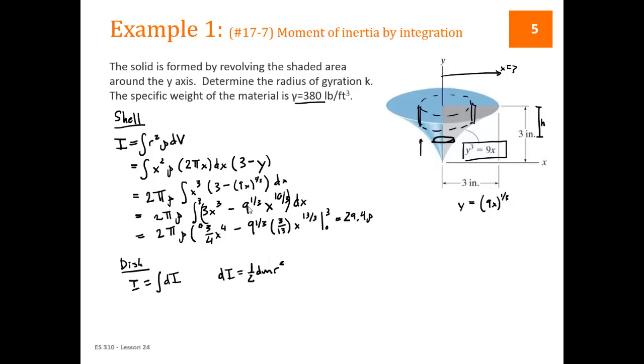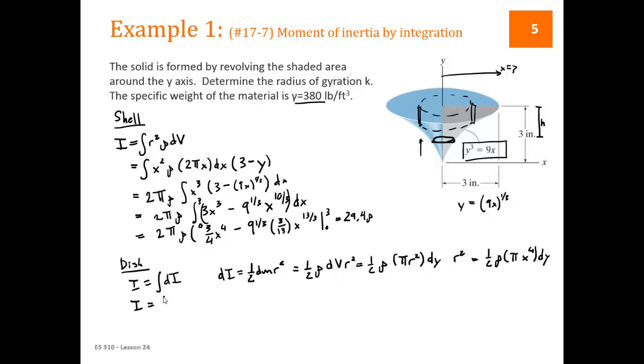Well, dm is rho dv, so this is going to equal 1/2 of rho dv r squared, so 1/2 of rho. Now dv is the volume of that disk, so we have pi r squared times the thickness of that disk, times the r squared that's still there. Well, in this case, r is still equal to x, so we get 1/2 rho pi r to the 4th, x to the 4th, pi x to the 4th dy.